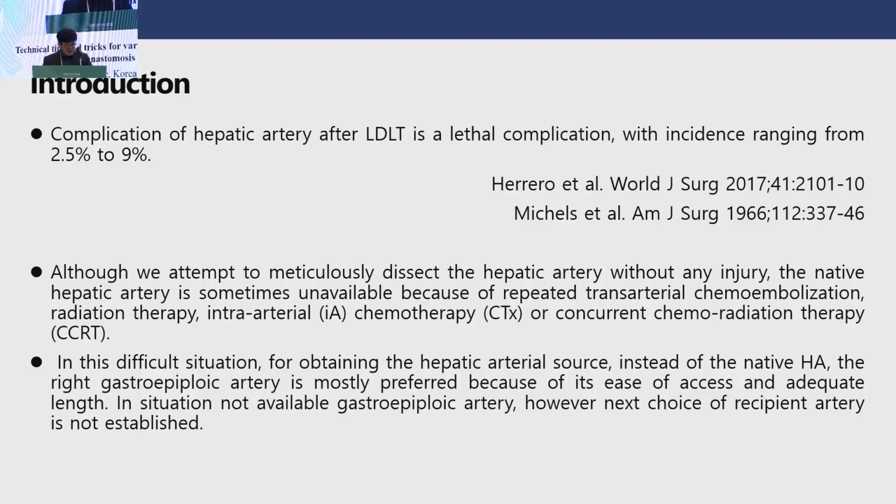Sometimes the native hepatic artery is unusable due to prior intervention like chemoembolization, radiation, or intra-arterial chemotherapy. In this situation, an alternative artery is needed. The right gastroepiploic artery is most commonly used due to its accessibility and adequate length, but if it is unavailable, the best alternative remains unclear.